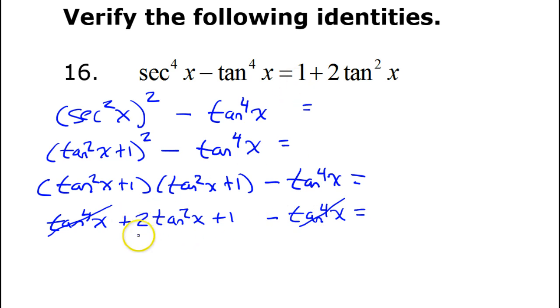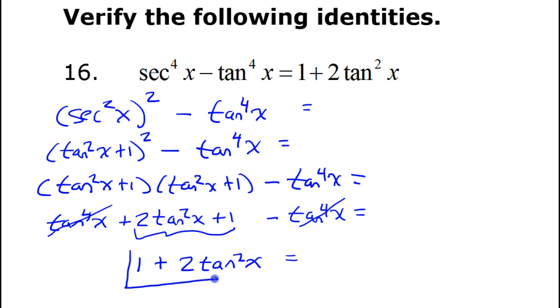And not only that, but this is basically what I'm trying to find. I just want these terms to be in the other order. So I can just go ahead and write 1 plus 2 tangent squared x. And that is my target. So I'm just going to go ahead and put a box around that and call it a day.